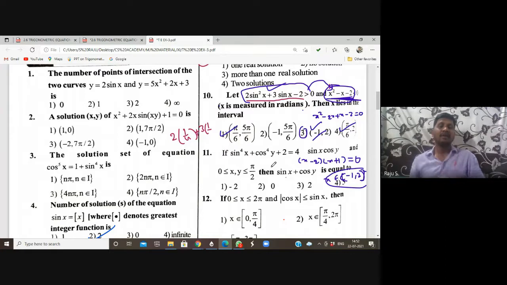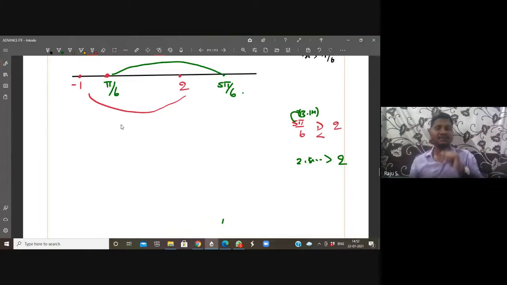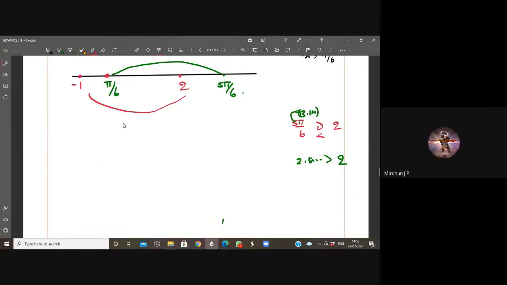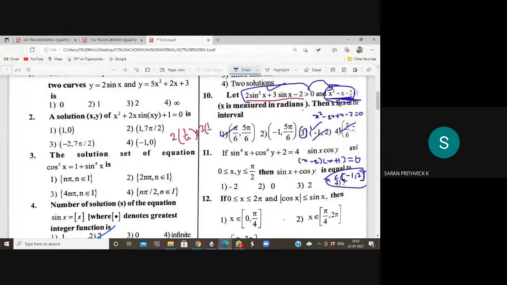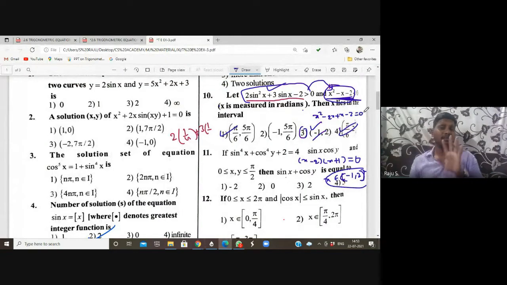But whenever you find the solution for both the equations, remember everyone, we require a common solution. What is the common solution for both? 5 pi by 6 comma 2. Exactly. What is the common? Minus 1 to 2 is the solution of the second equation. But pi by 6 to 5 pi by 6 is the solution of the first equation. Here the common means the overlap. The answer will be the fourth option. Carefully how to do.